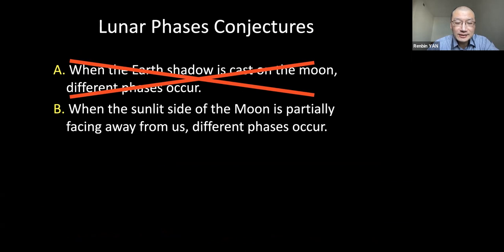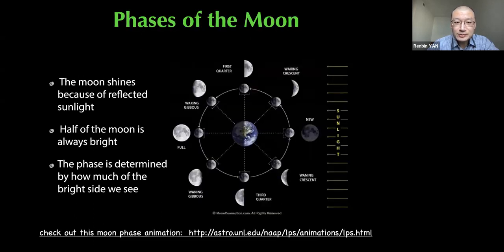When the Earth's shadow is cast on the moon, we have a lunar eclipse. And that does happen occasionally, but very, very rarely. That is what we call a lunar eclipse, but it's not what causes the different phases of the moon that repeat every month. What repeats every month is the lunar phases, and this is caused by the sunlit side of the moon partially facing away from us, and then different phases occur. And this picture shows you why that is happening.